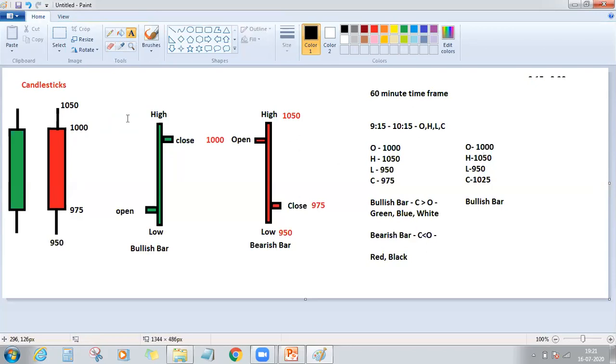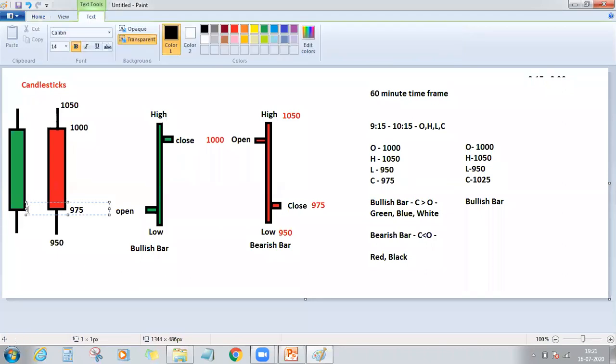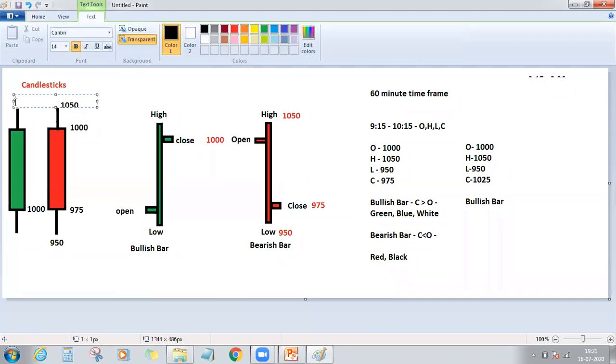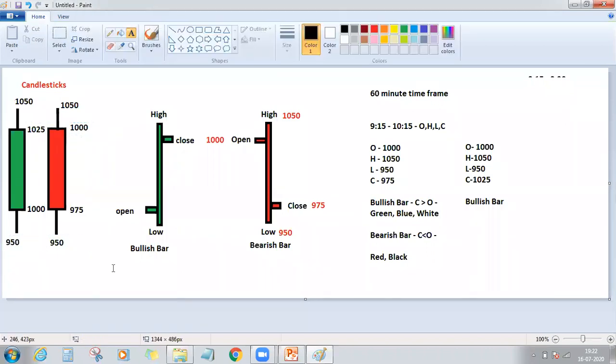And this one, the bullish one, again, since the open price is lower than the closing price, you have to write the open price at the bottom this time. So it is 1000 rupees. This complete horizontal line is your price level, the 1000 rupee price level. Then the highest price is 1050 and the closing price here is 1025 and the lowest is 950. That's it. This is your candlestick and this is your bar.